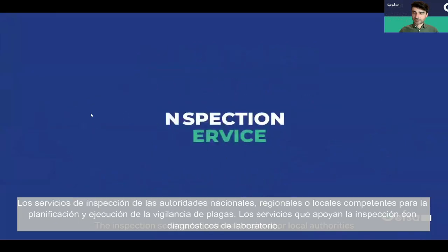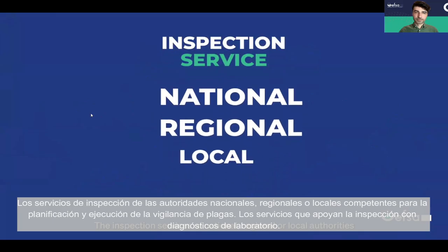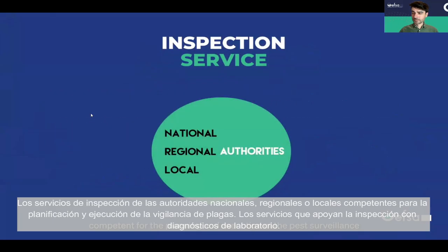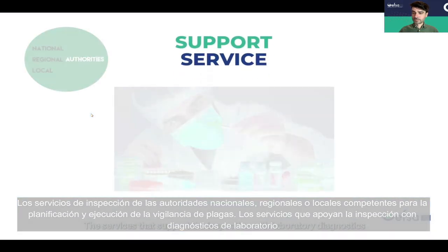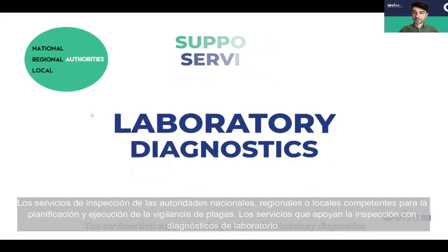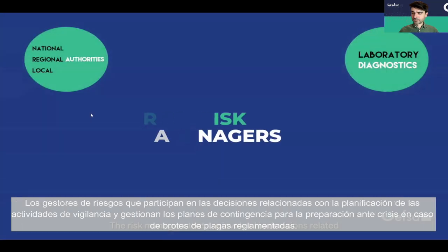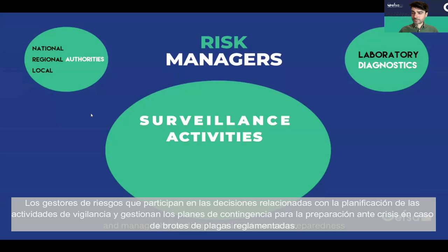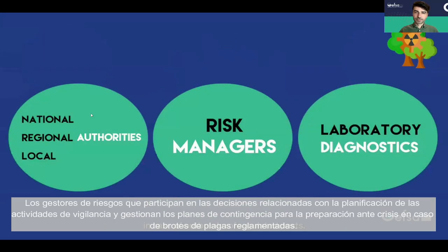The inspection services of national, regional, or local authorities competent for the planning and execution of the pest surveillance, the services that support the inspection with laboratory diagnostics, the risk managers that are involved in decisions related to the planning of surveillance activities, and manage the contingency plans for crisis preparedness in case of outbreaks of regulated pests.